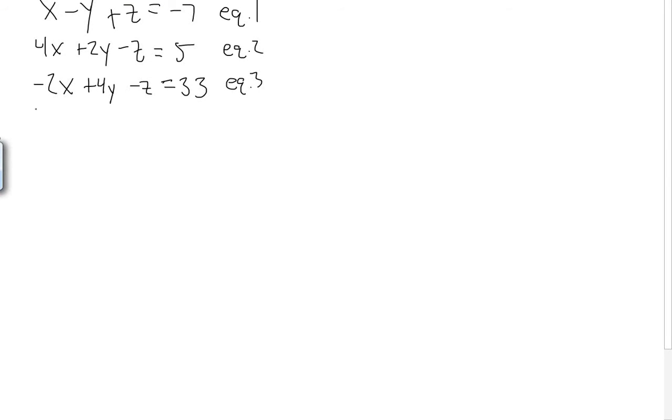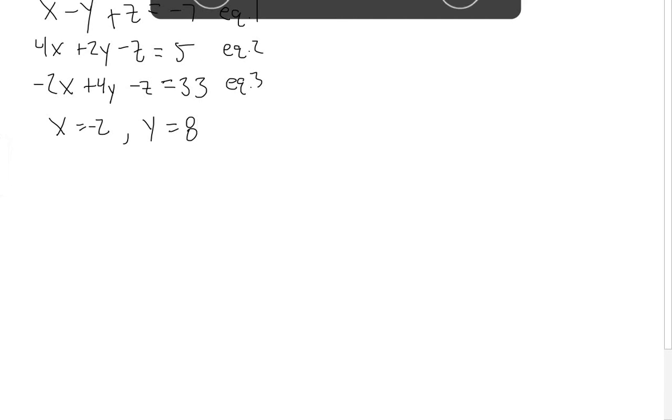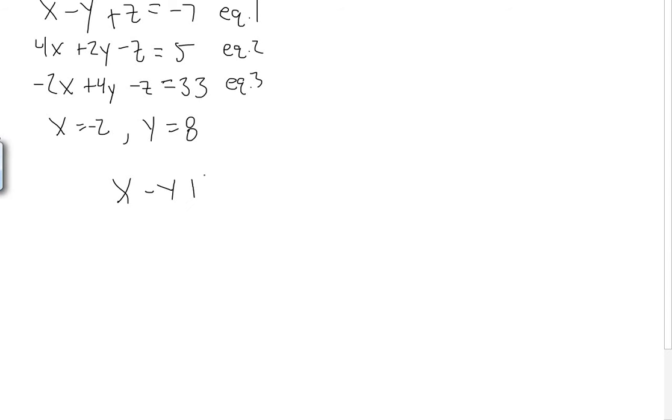All right, so again, x equals negative 2 and y equals 8. That's what we have so far. We got that from solving the system of equations in two variables with equation 4 and equation 5. But this is what really matters, that we're solving a system of equations in three variables. So it's up to you. You can use any one of these equations to solve for z. I'll just probably use equation 1. So I can take x minus y plus z equals negative 7, knowing that x should be equal to negative 2 and that y should be equal to 8.